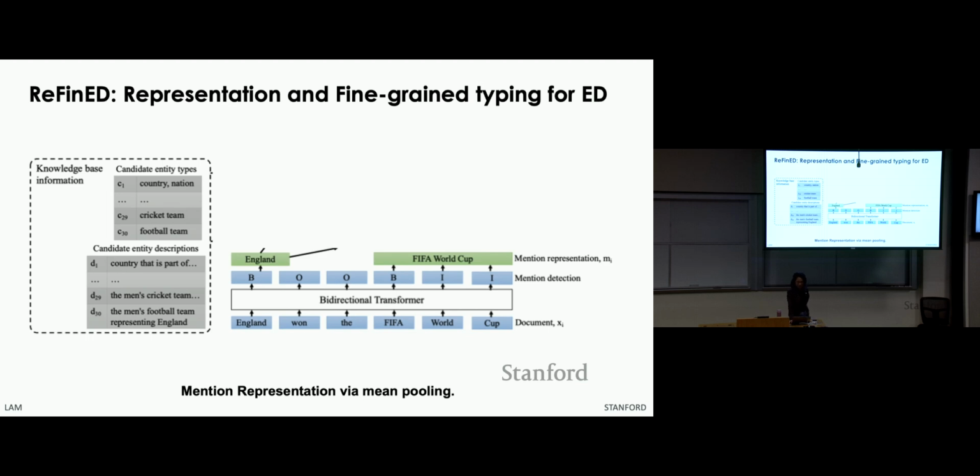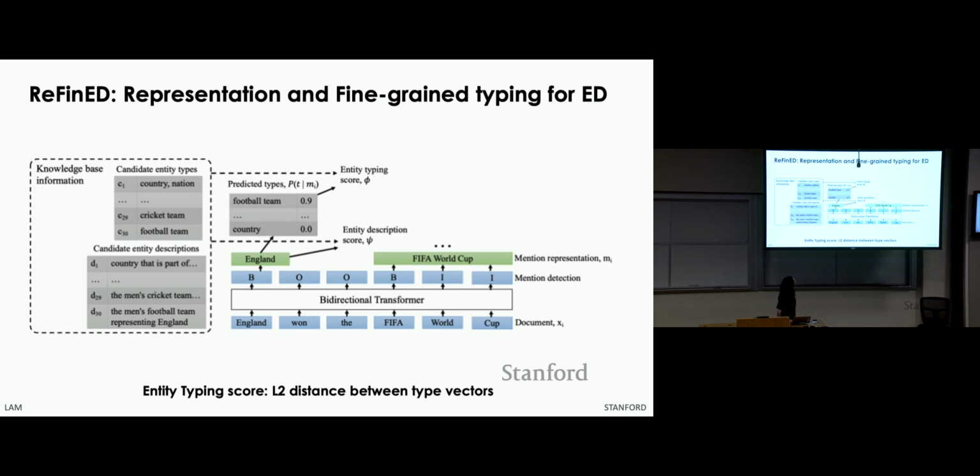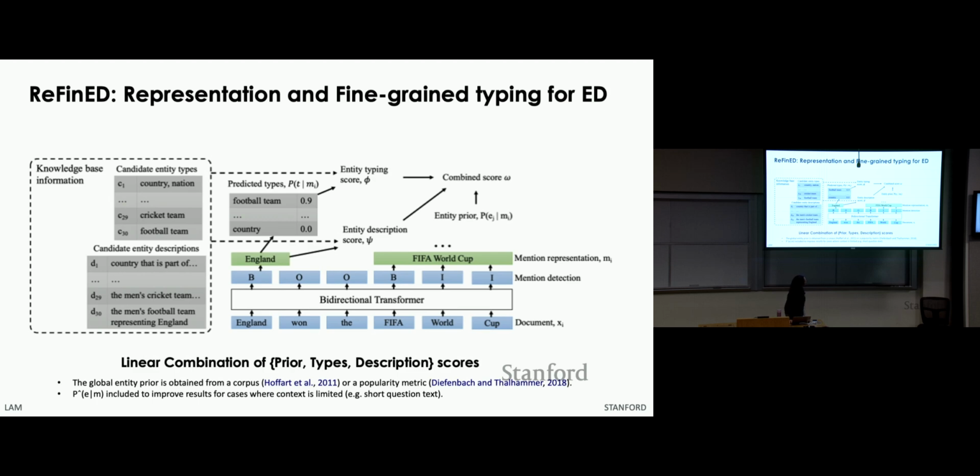And the second one is that you figure out the mention representation. It's using mean pooling. Then the next thing is that it uses the description score. And what they have is multiple simultaneous bi-encoded representations. Okay, so they are separately encoded, and you're comparing the similarity score. And on top of that, it also looks at the entity typing. It's another score, and this is using L2 distance between the type vectors. And you sum them all up, you combine them. And in this case, it also adds one more thing, which is the entity prior.